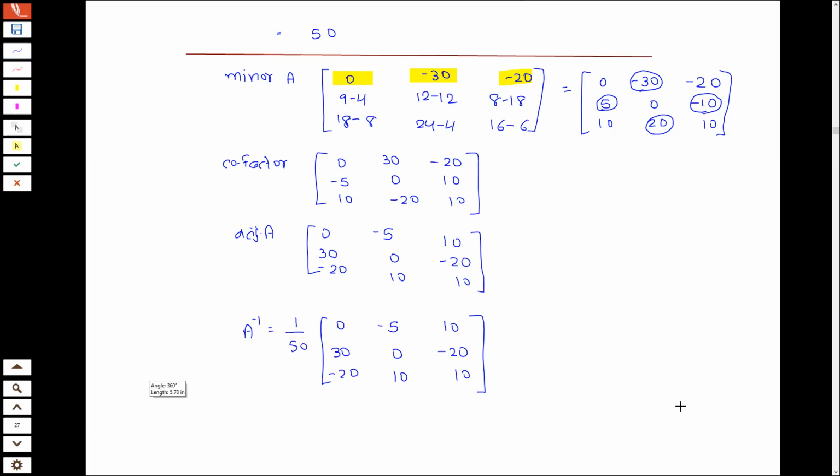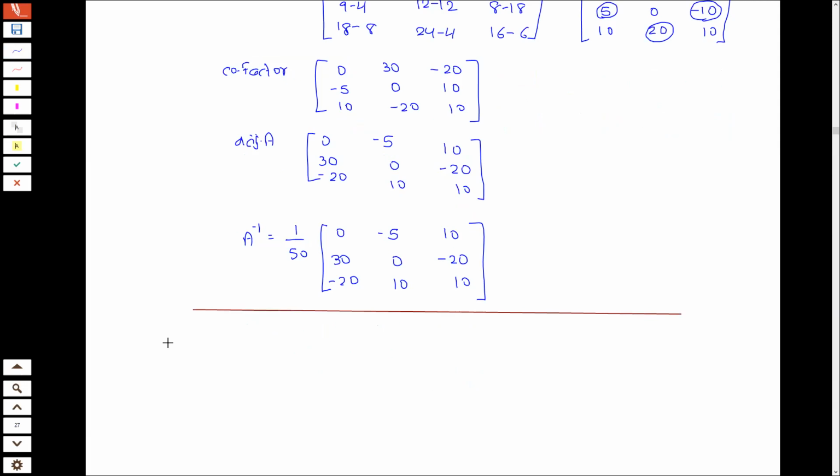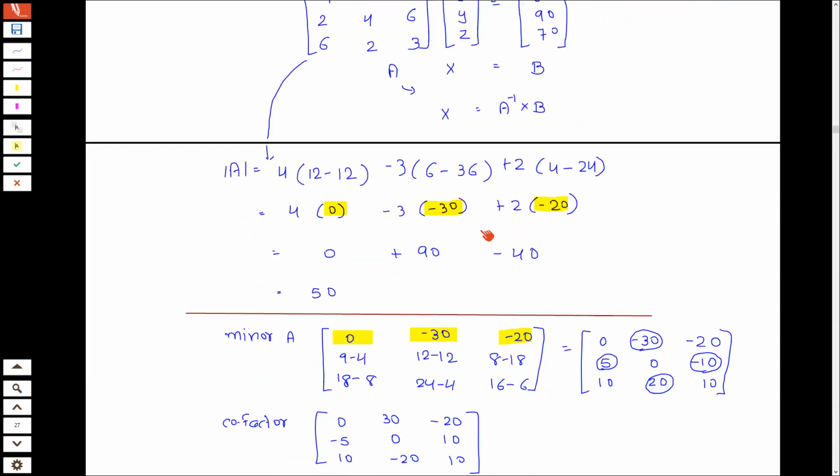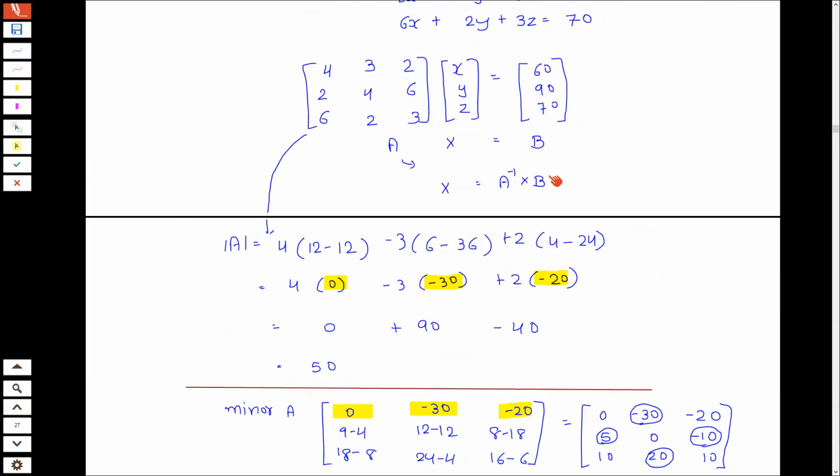So we are almost about to complete the question. So I knew that X is equal to A inverse into B. Matrix X was having variables X, Y and Z. A inverse already I know 1 by 50, 0, minus 5, 10, 30, 0, minus 20, minus 20, 10 and 10. And matrix B was the right hand side 60, 90, 70.